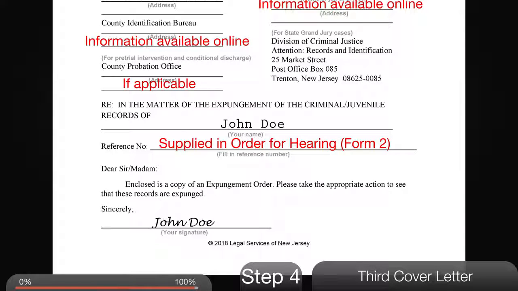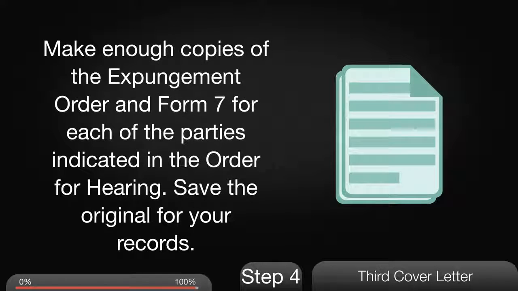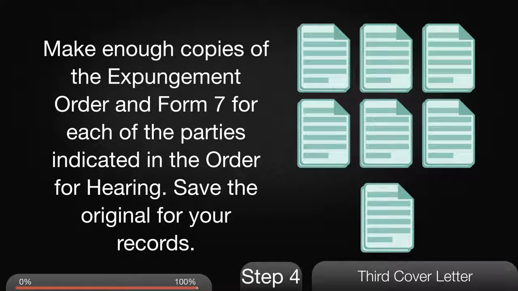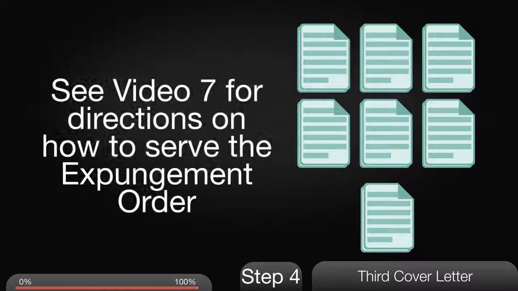Sign the bottom of the form. You should make enough copies of your expungement order and Form 7 for each of the parties indicated in the order for hearing and save the original for your records. Then follow the instruction in Video 7 of this series for directions on how to serve the expungement order.